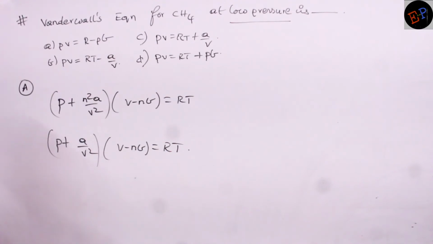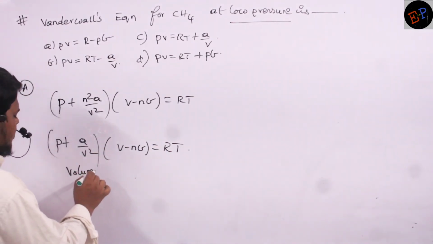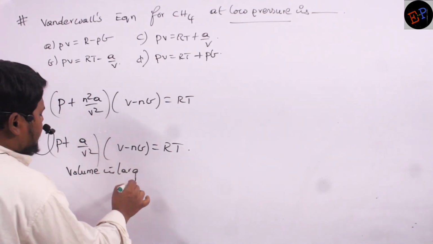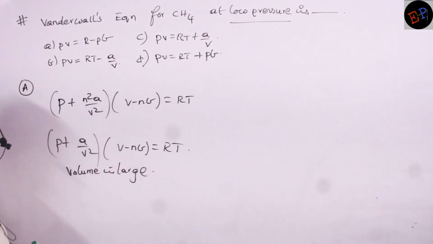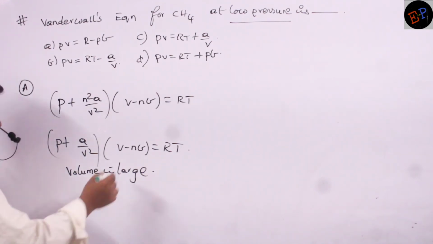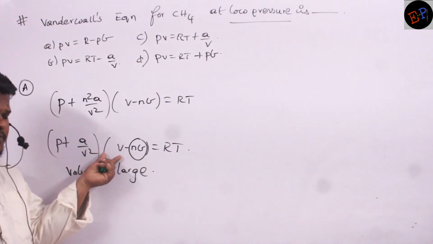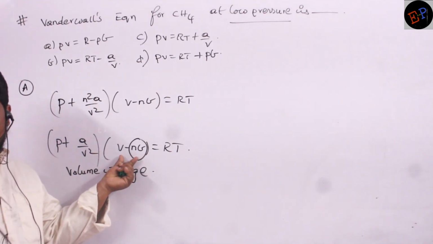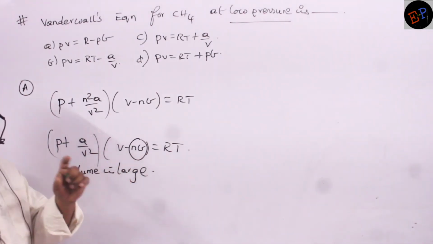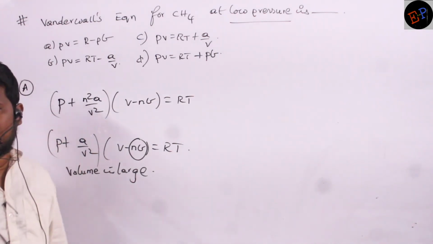Which one is lower here? Pressure is lower. It means that volume is bigger. So therefore I write volume is large. If volume is large, what do you have to do? You have to remove the correction term of volume, because volume is very big, so b becomes very small. Are you able to understand? Whichever is bigger, you remove the correction term of that particular parameter.